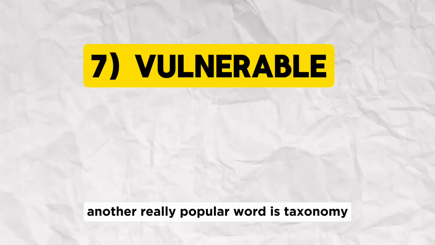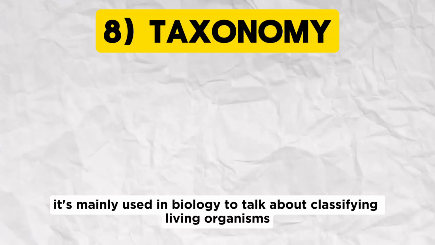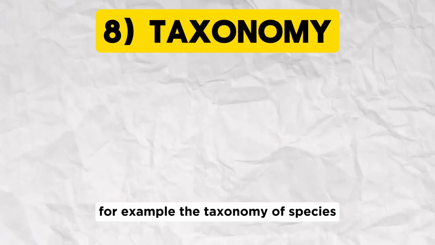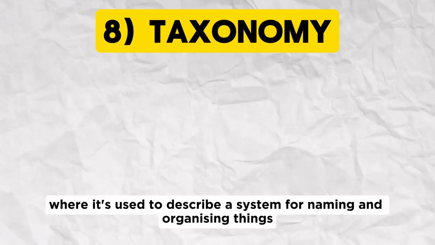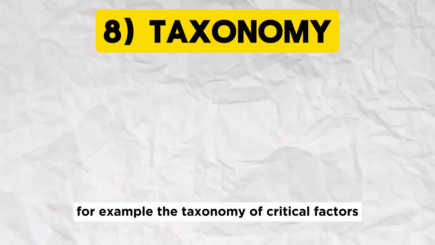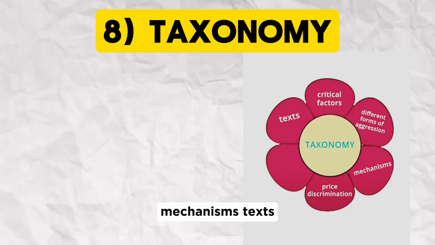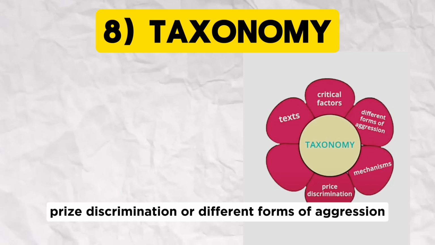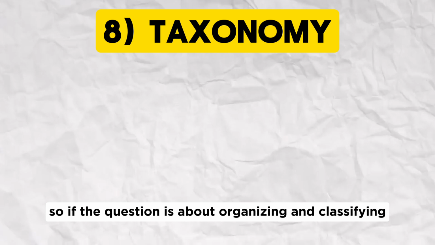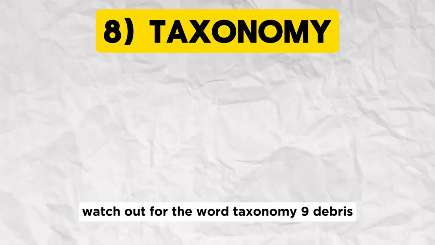8. Another really popular word is taxonomy. It's mainly used in biology to talk about classifying living organisms, organizing them according to their similarities. For example, the taxonomy of species. You can also see it in other fields where it's used to describe a system for naming and organizing things into groups that share similar qualities. For example, the taxonomy of critical factors, mechanisms, texts, price discrimination, or different forms of aggression. It's often used in question types that involve paraphrasing. So if the question is about organizing and classifying, watch out for the word taxonomy.